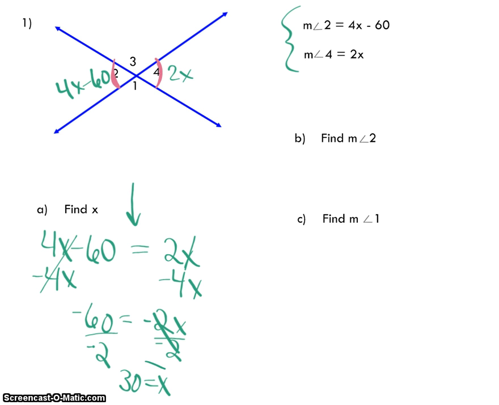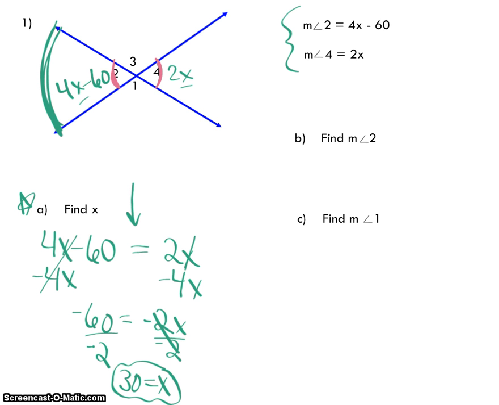So that's not telling us one of the angles, it's just telling us that the x from up here, and here, is 30. So then, that's all we had to do for part A. That was find x. Part B was to find the actual measure of angle 2. That would be this one right here. So what is this angle?